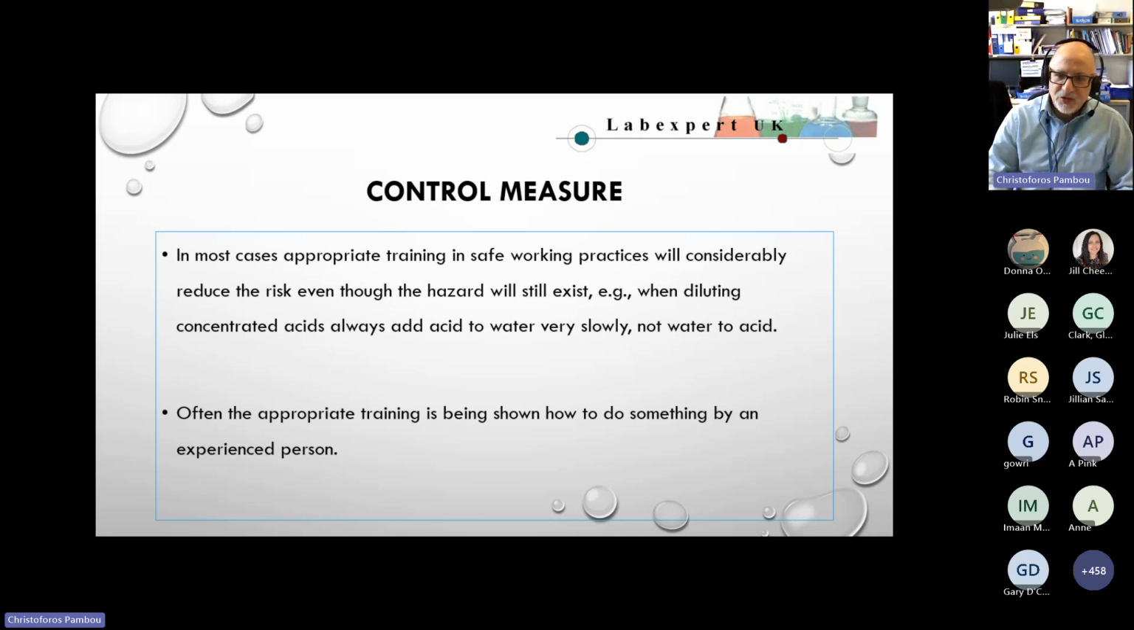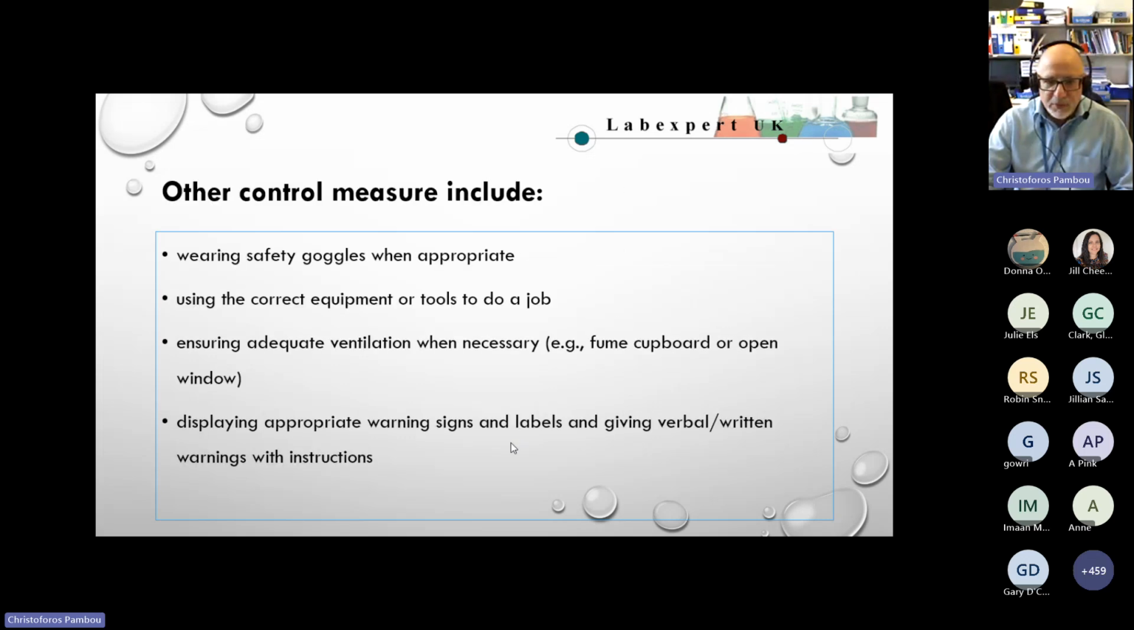Often the appropriate training has been shown how to do something by an experienced person. Now, I find that it's really useful to be shown something rather than just reading it. I think the visual impact of seeing something being done cannot be replaced. That's why apprentices, training people, pick up really good skills in that way.